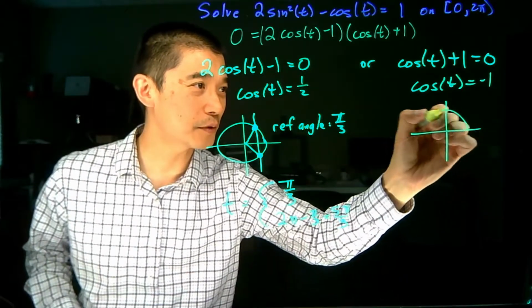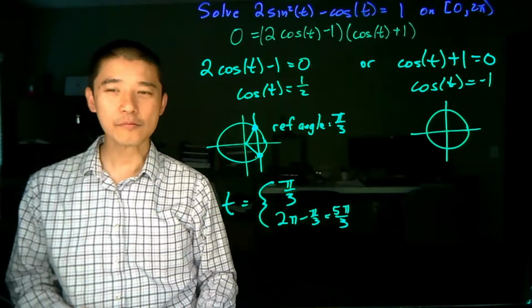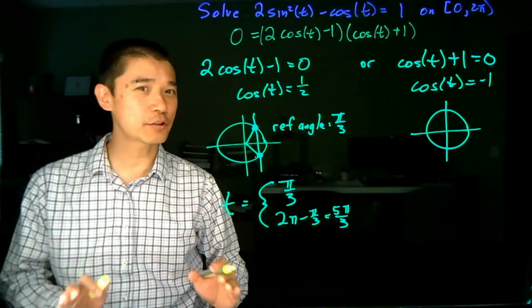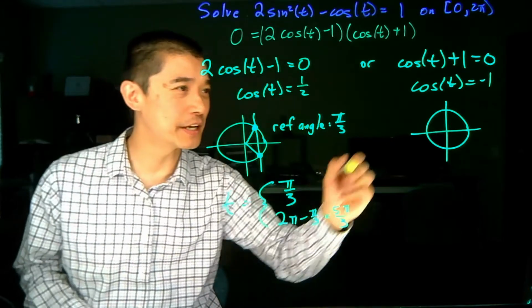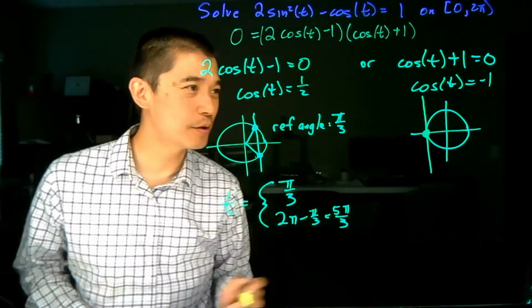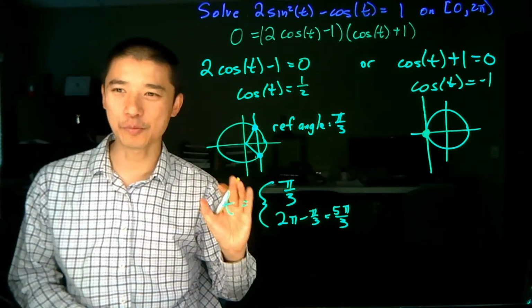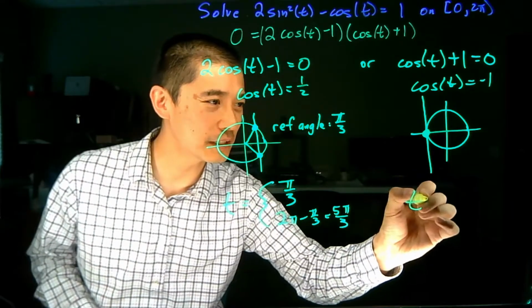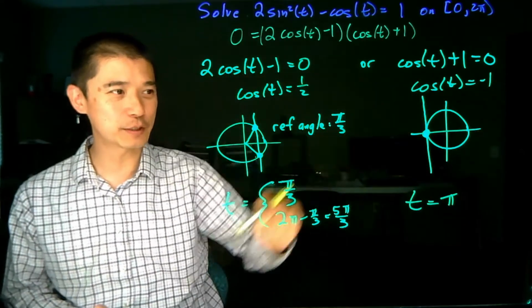Once again, focus on the unit circle picture. The cosine is the x-coordinate, and we want the x-coordinate to be -1. But since this is a circle of radius 1, we know that's going to be that point. So in fact, there's only going to be one solution from this part. T is equal to pi, and that comes from just looking at the picture.